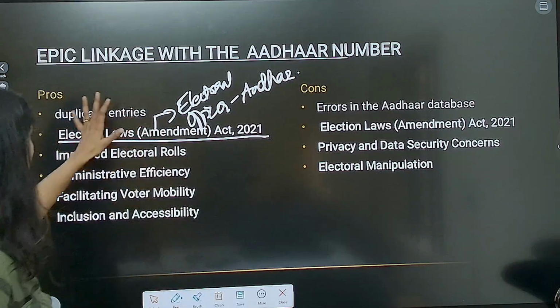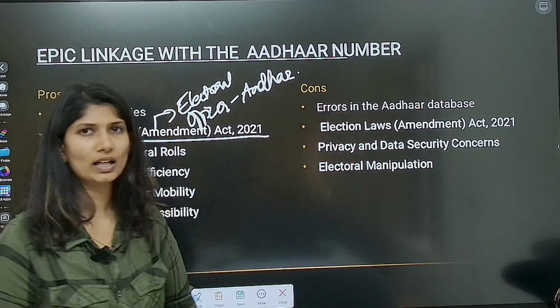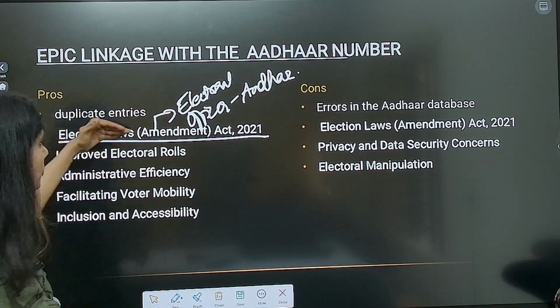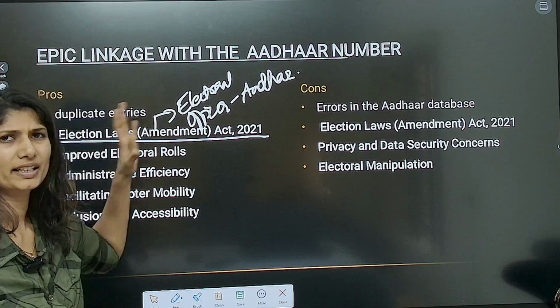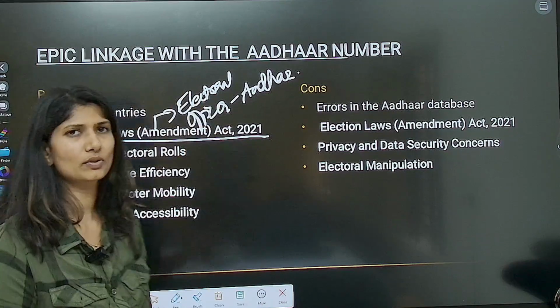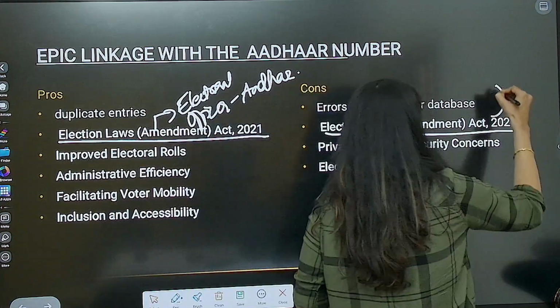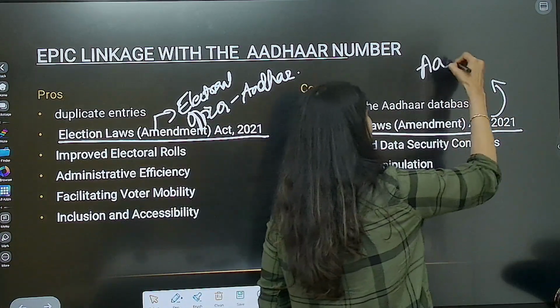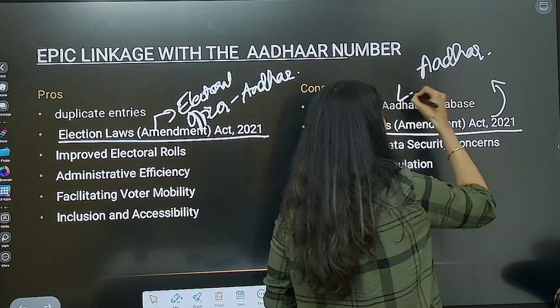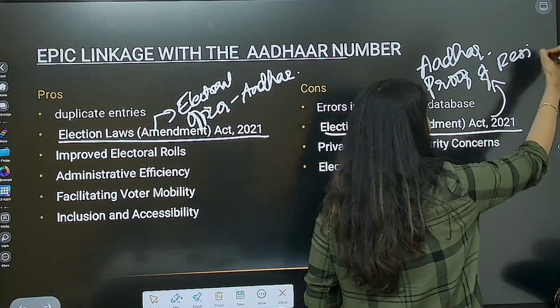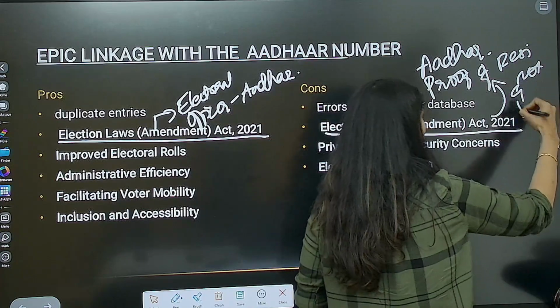See, I have mentioned this particular thing in both pros as well as cons. Here, yes, the provision has been made that you will remove the duplicate entries. For that, this particular person will ask the Aadhaar number. Here again it will bring in the question as to the whole point of Aadhaar: it is just a proof of residence, not a proof of citizenship.